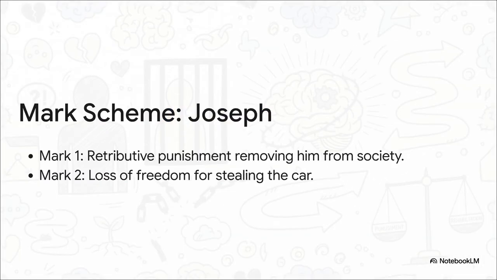To get full credit, a generic answer just won't cut it. You have to apply the theory directly to Joseph. For Mark 1, you show accurate understanding. State that prison is a retributive punishment that physically removes him from society. For Mark 2, you need exemplification. Explain that Joseph suffers a massive loss of freedom and his day-to-day activities and social contacts are restricted specifically as a consequence for stealing that car. Theory plus direct application equals full marks every time.